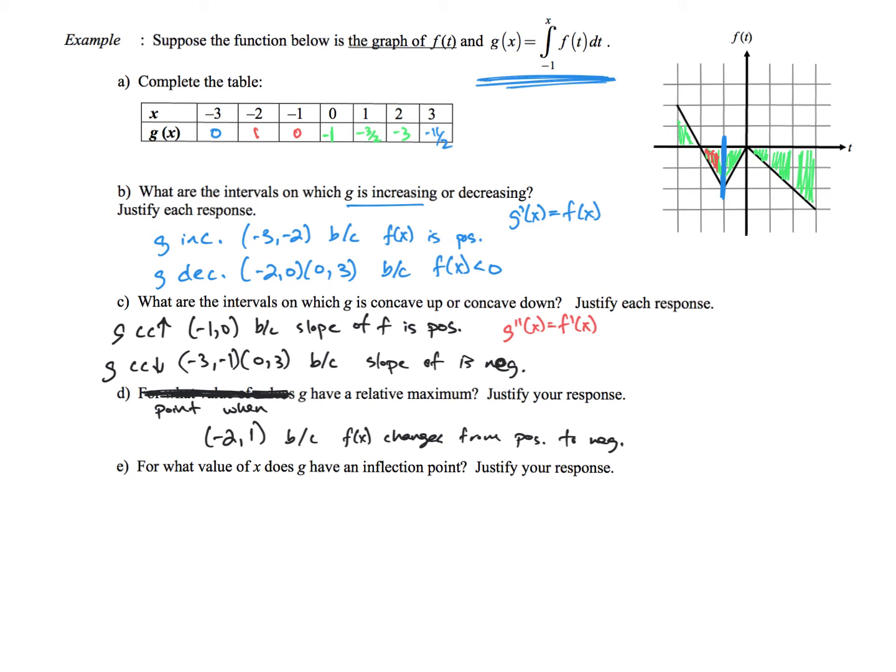All right, let's do another one. For what values of x does G have an inflection point? Well, inflection points deal with the second derivative. So G prime is equal to f. I don't have an f prime graph. I have an f graph. So what are we really talking about? The slope of that graph. So when does the slope of that graph tell me I have a point of inflection? I get x equals -1 and x equals 0. And then let's justify it. Because the slope of f changes sign. Love it.